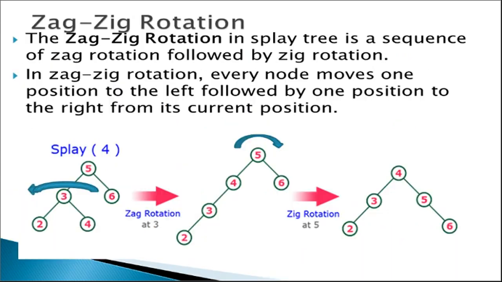So next is zag zig. Now over here the element which we want to search is 4. So firstly we have to rotate 3 to the left, and afterwards we have to rotate 5 to the right, so afterwards we will get this 4 at the top position. So this is zag zig. Zag zig means first it is at the right and then it is at the left. So it is LR type rotation.